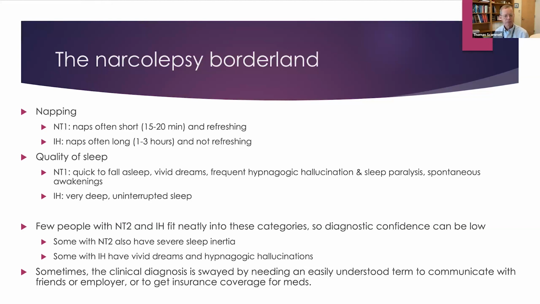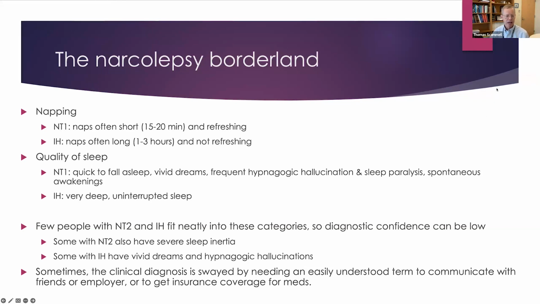In type 1, regarding the quality of sleep, they fall asleep very quickly. Sleep onset is rarely a problem in type 1 narcolepsy. They tend to have very vivid dreams. They have frequent hypnagogic hallucinations, so these are dreamlike hallucinations. They can have sleep paralysis where they wake up and they can't move. And then they can wake up just spontaneously through the night. But many people with idiopathic hypersomnia say that once they fall asleep, they are out and they just sleep like a log through the rest of the night.